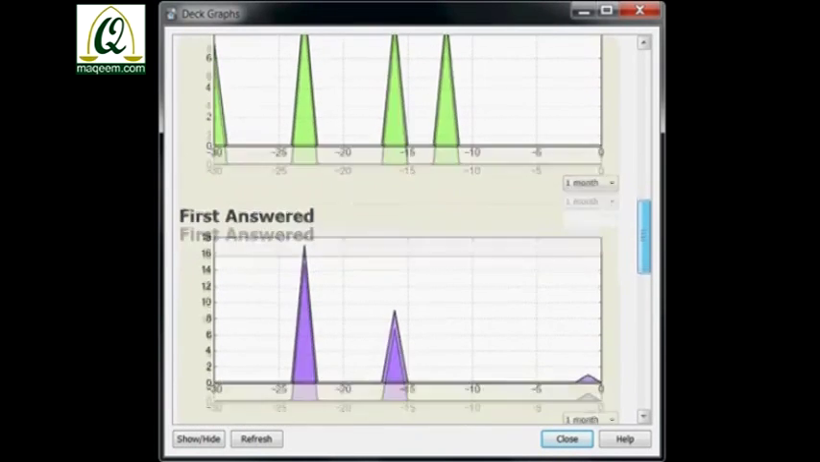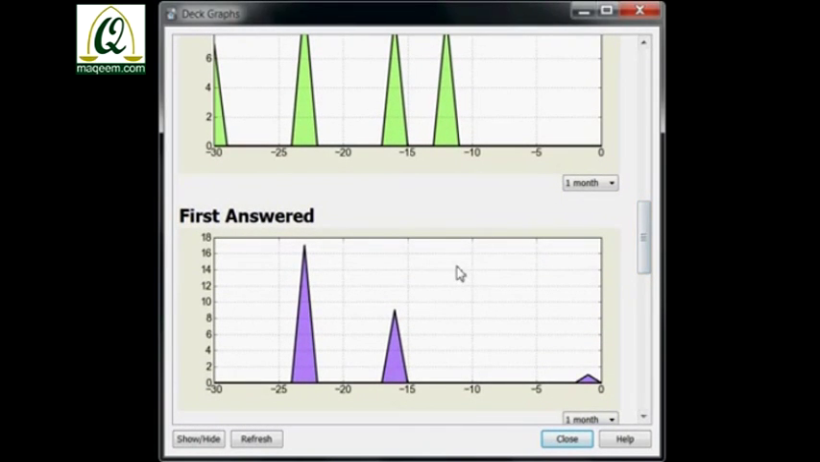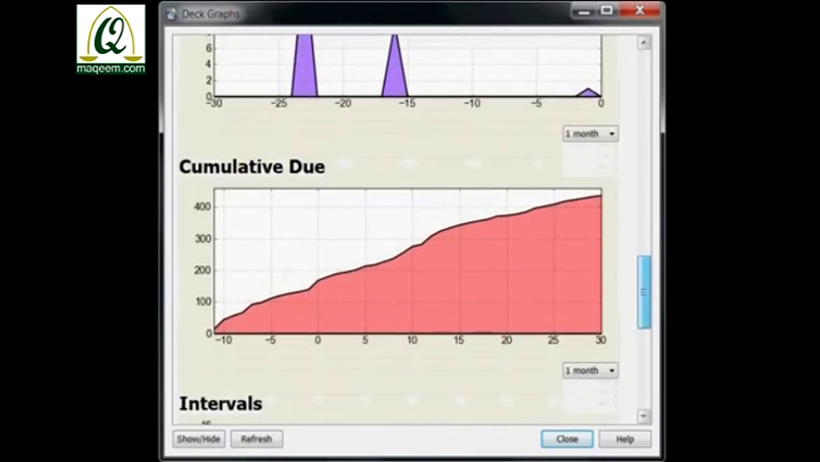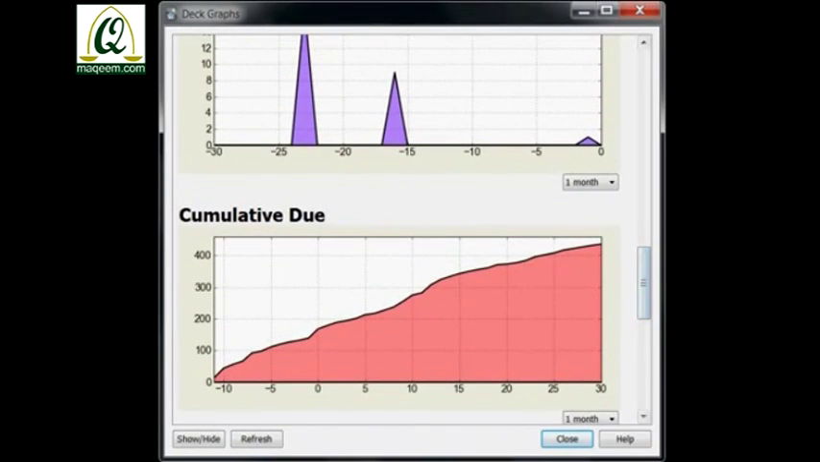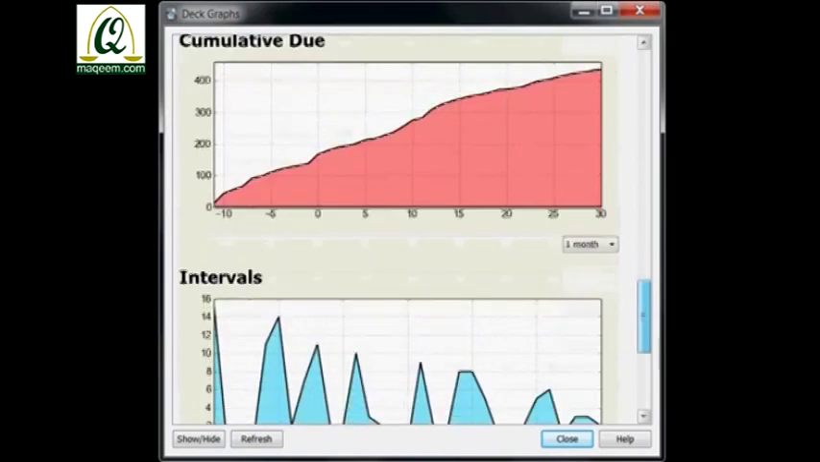First answered is when they're actually shown, so you can add cards but you don't have to answer them until you are ready. Cumulative due shows you how many cards you have due on a given day if you don't study at all. We haven't studied for about 2 weeks here, and so you can see that there are about 175 due. If we go for another month without studying at all, we'll have about 450 cards due.